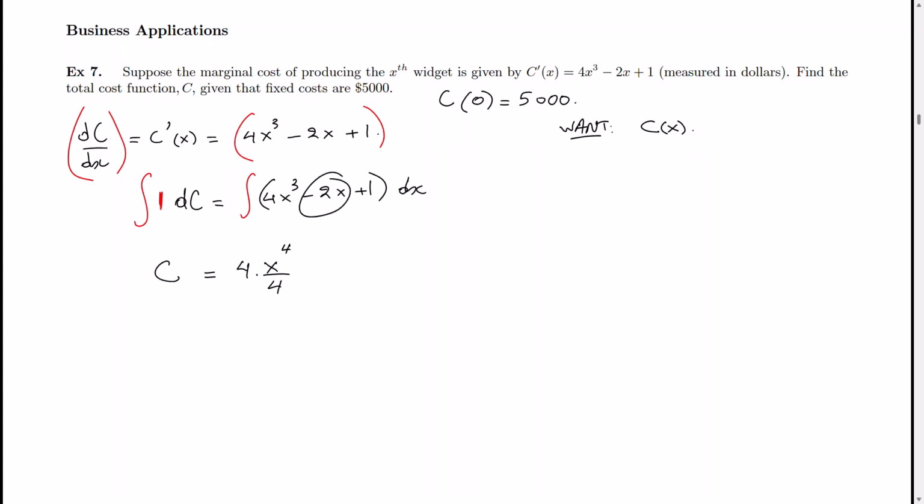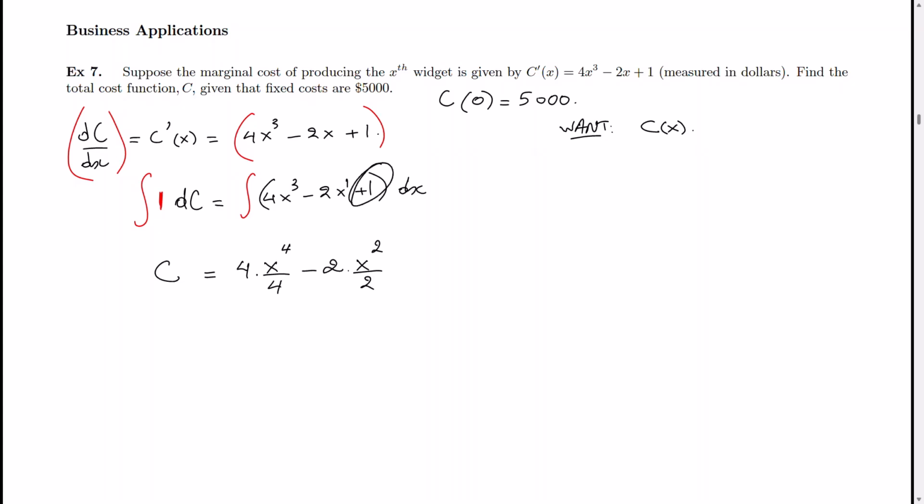Next, I have the negative 2x. So ignore the negative 2 and focus on the x. X has power 1 currently, so it needs to be increased by 1. So 1 plus 1 is going to be 2. And we divide by the same thing. So it becomes 2x squared over 2.